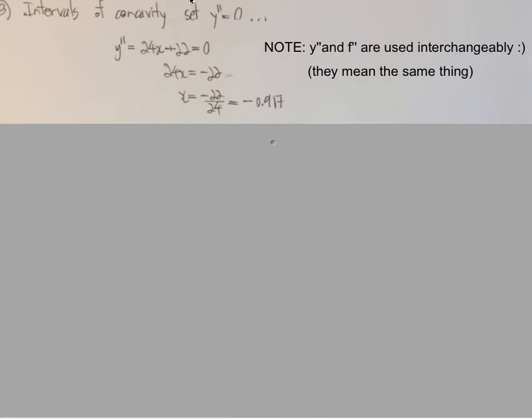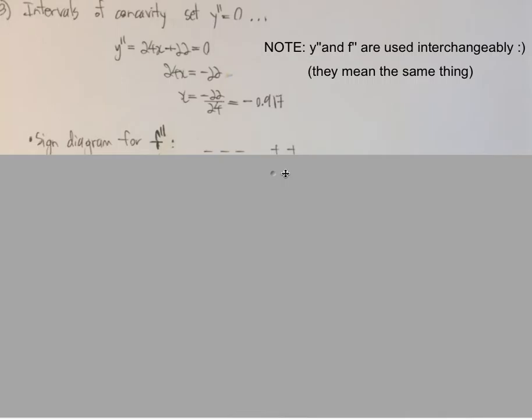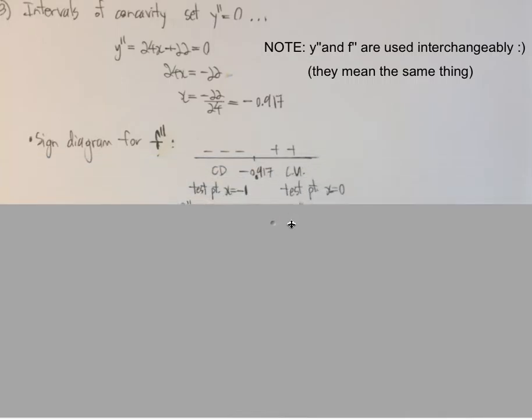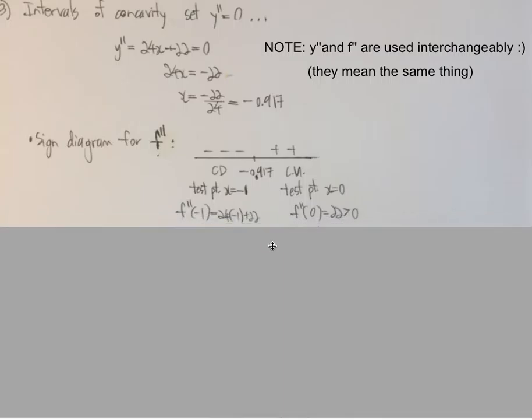A quick note here that I'm using y and f to represent the function interchangeably. And you should get comfortable seeing a second derivative as y prime prime and f prime prime, because those are commonly used notations. So moving along, do the second derivative sign diagram, pick a test point to the left of -0.917 and to the right of -0.917, and substitute now into the second derivative to see whether or not it's positive or negative.